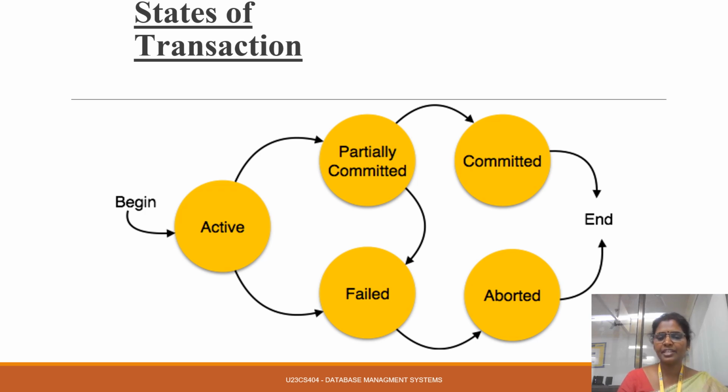Suppose there is any kind of failure and the transaction is in failed state, it will go to aborted state. In that case, the rollback is called upon. The transaction will move to its prior state. Okay. If the transaction is in failed state, it cannot go to the committed state. It can go only to the aborted state, and the transaction is ended. So these are the 5 important states of the transaction: active, partially committed, failed, committed, and aborted.